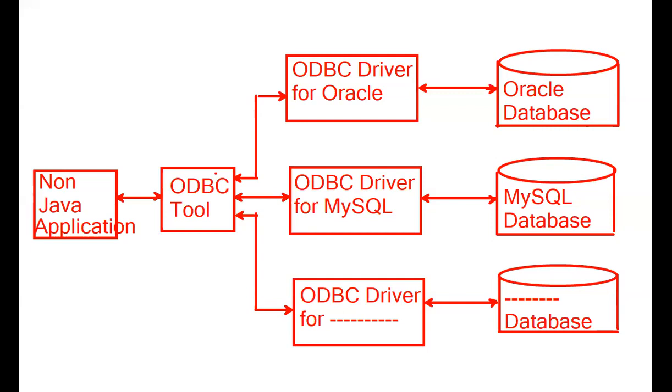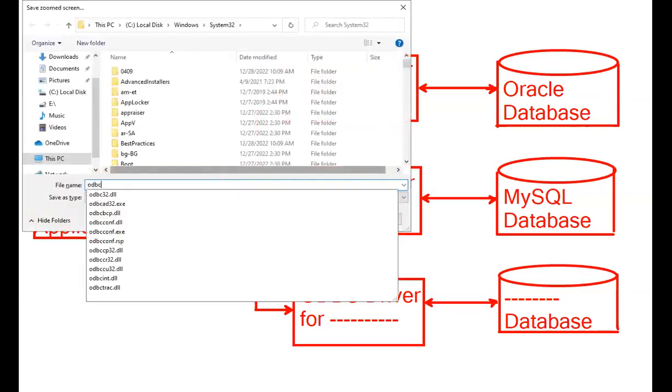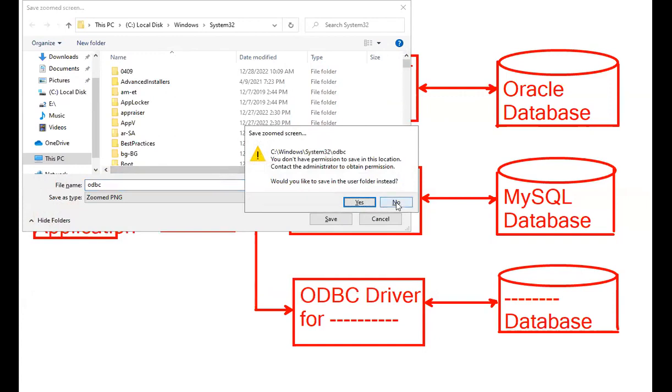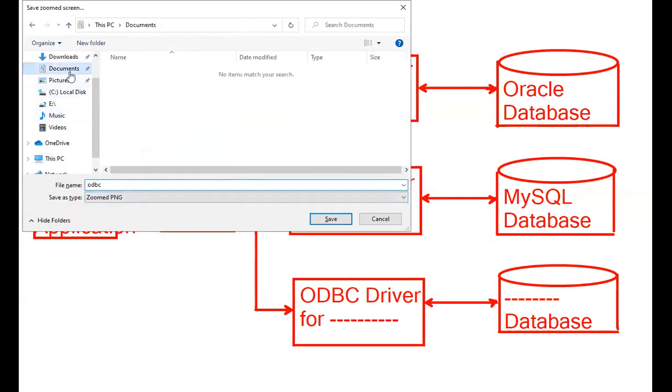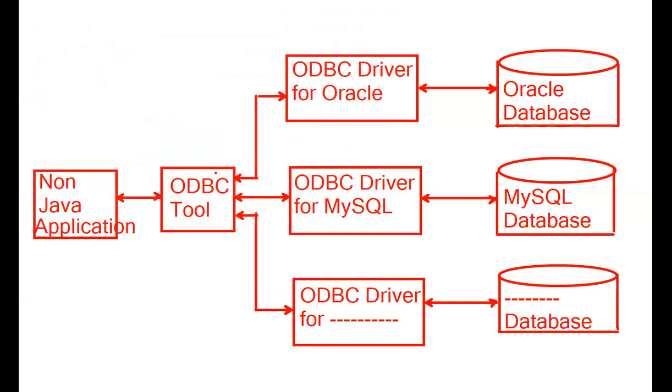When Java came, what happened? I'll explain. Just write this diagram. Write it as it is. I'll explain.